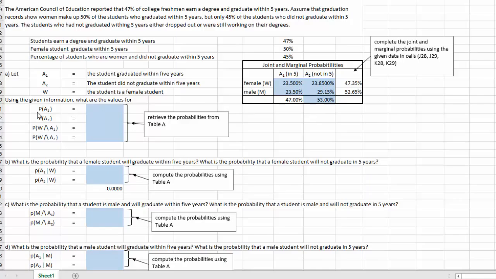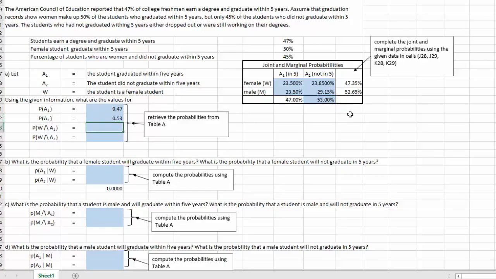All right, now we're going to look at using the given information. What are the values for the probability of event A1, the probability for event A2. Now let's look at the next one, the probability that there are women who graduated for event A1, which is within 5 years, or the probability that women who graduated for event A2, which was greater than 5 years. So looking at the probability, we already know these answers, right? So we say the probability of event A equals J30, 47%. That's the probability of event A1. Okay. Now the probability of event A2 is 53%, right?